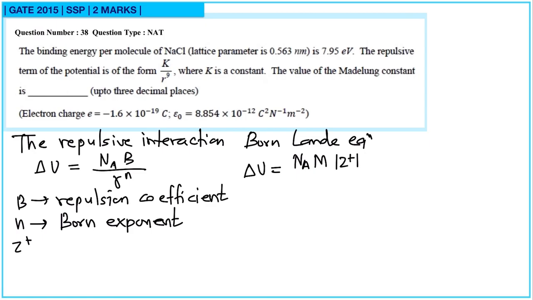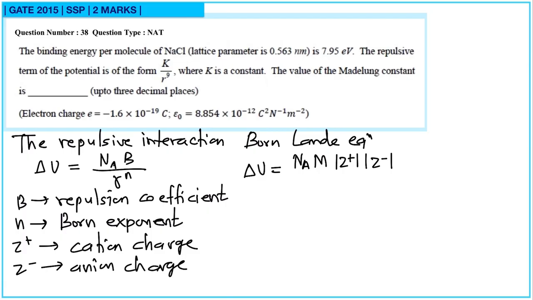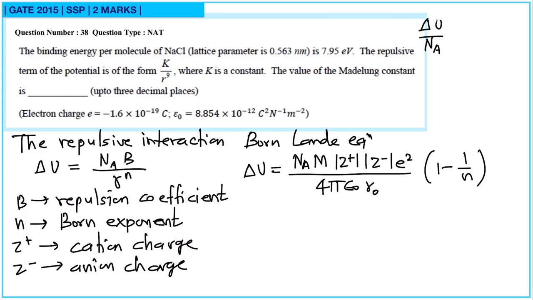This equation is delta U is equal to Na into M, that is Madelung constant, Z plus is the cation charge, into Z minus is the anion charge, into e square upon 4 pi epsilon naught into R naught into 1 minus 1 by n. So from this equation, it is NaCl, so Z plus will be 1 and Z minus will be 1. So this will be simply 1. And binding energy per molecule is given. That means delta U by Na is given to us, and that is 7.95 electron volt.